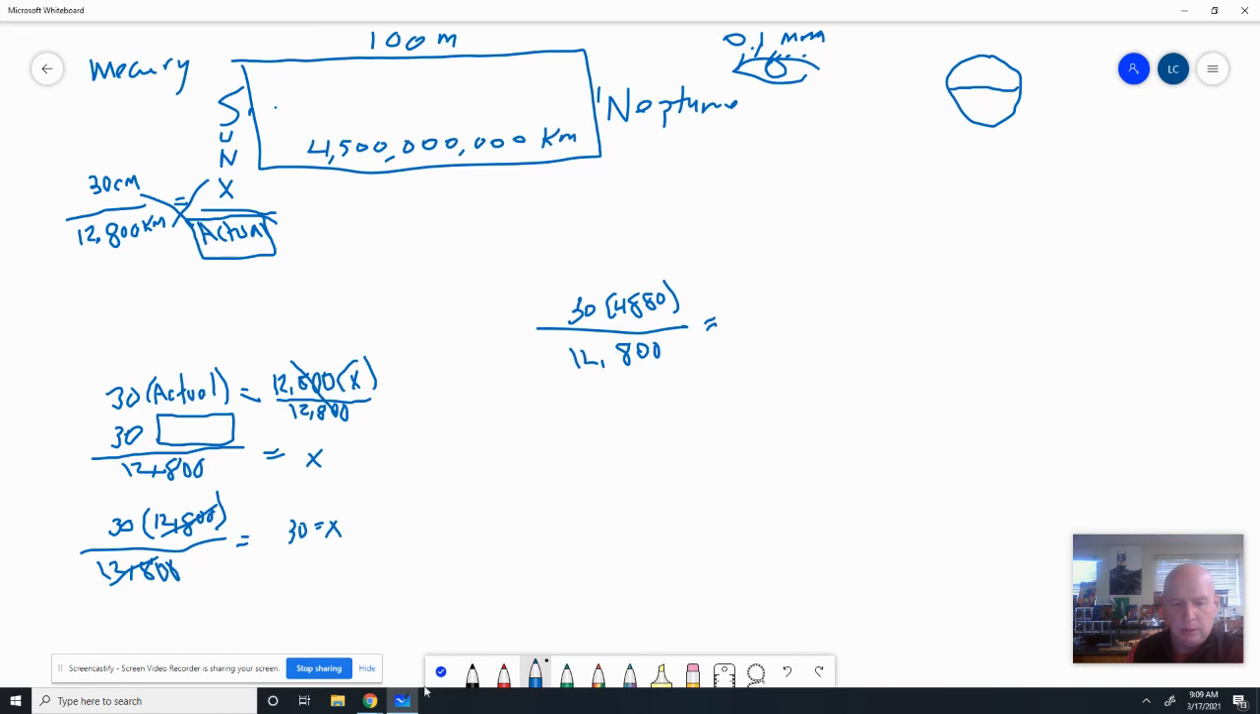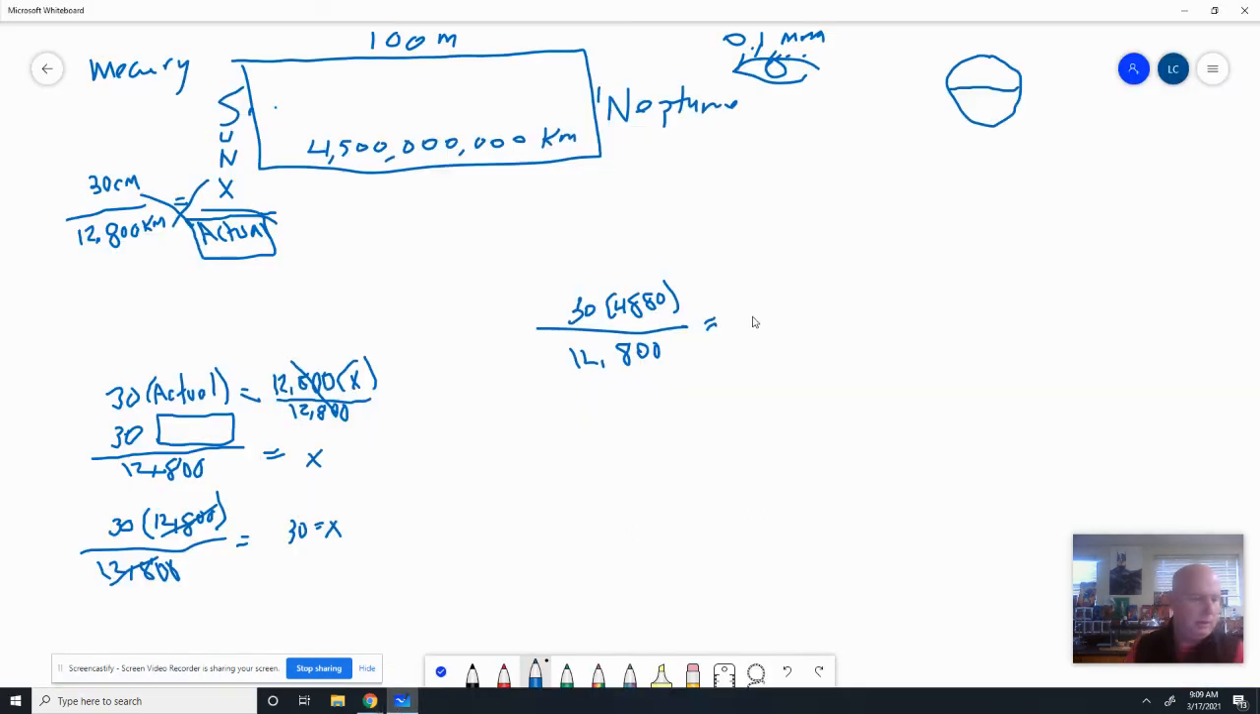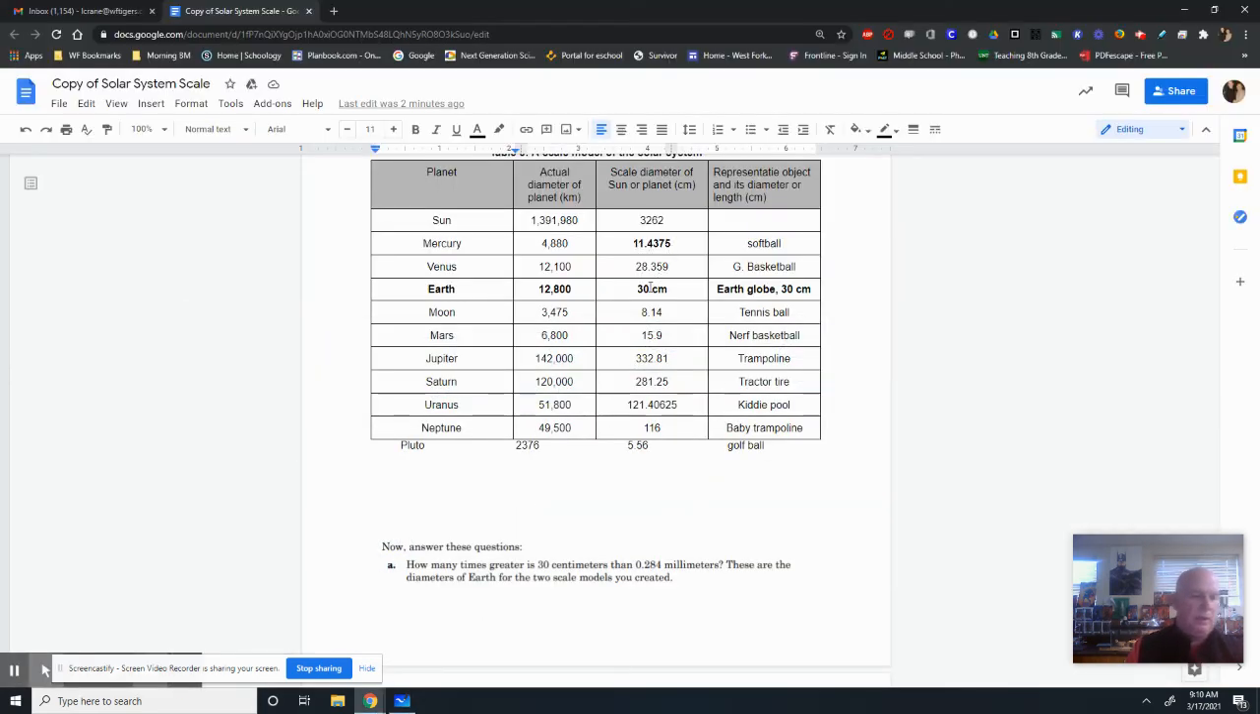And that's going to be equal to, once I do that, I'll get my calculator out. I don't trust the math on that page. That was the students', and I haven't checked it yet. So I go 30 times 4,880 divided by 12,800, and I get 11.4375. You can go out to 3 decimal places if you want, but 4 is fine, and that is in centimeters. So that's Mercury, and they got it right.